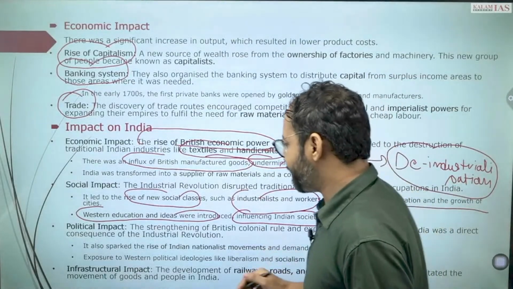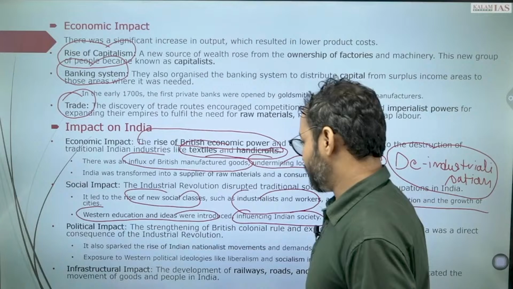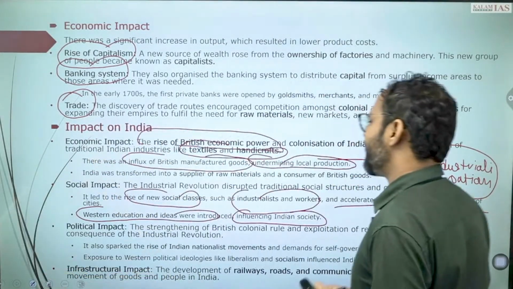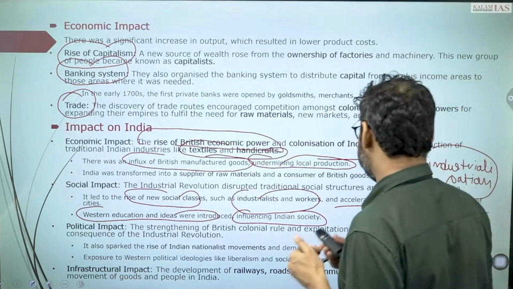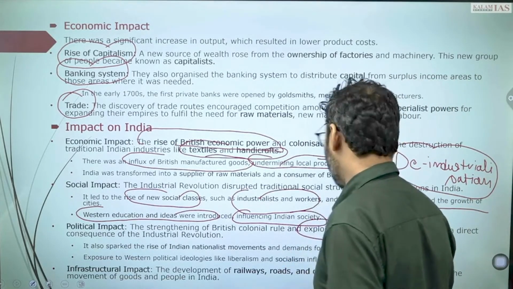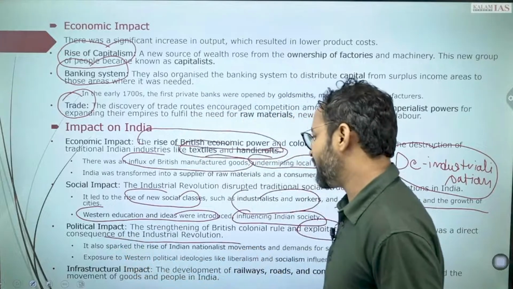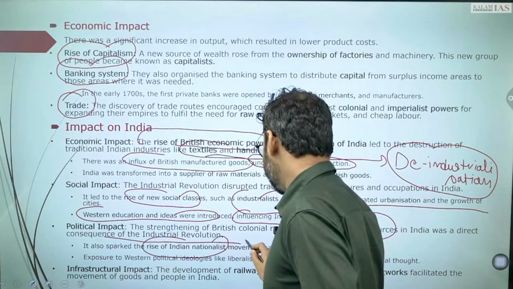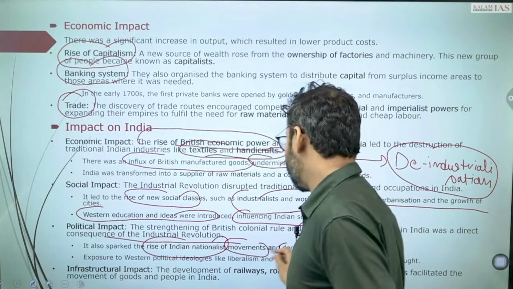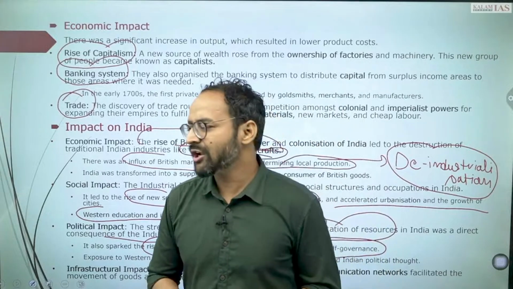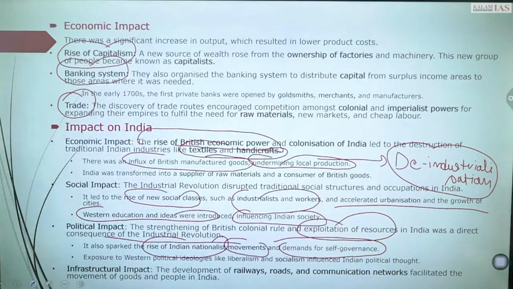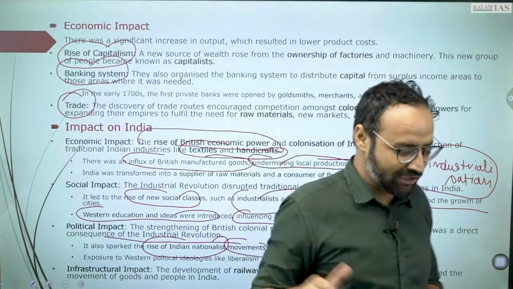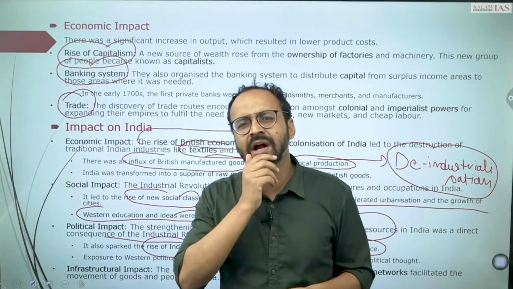So the political impact, if I could tell you. The political impact is strengthening the British colonial rule, and exploitation of resources in India was the direct consequence of the Industrial Revolution. It also sparked the rise of the Indian nationalist and national movement and a demand for self-government. No representation without taxation. So what they said was there should not be any representation without taxation. In the 1890s, this was a dominant theme.